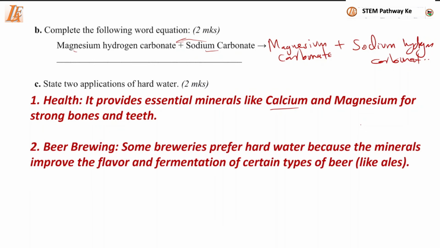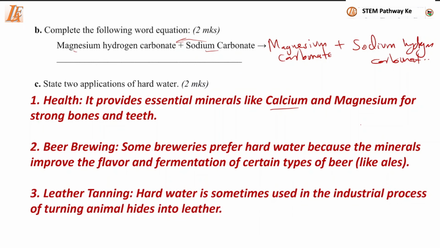Then in beer brewing industries, they prefer hard water because the minerals improve the flavor and also the fermentation of certain types of beers like ales. Then another application is in leather tanning. This is an industry which turns animal hides into leather. So hard water is mostly preferred in this industry.